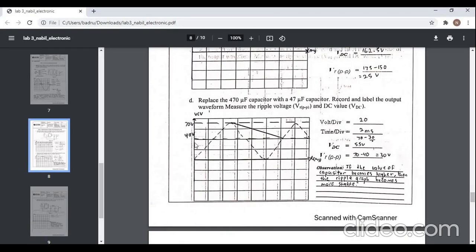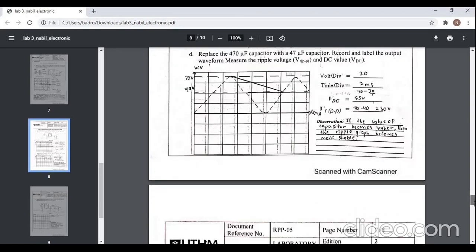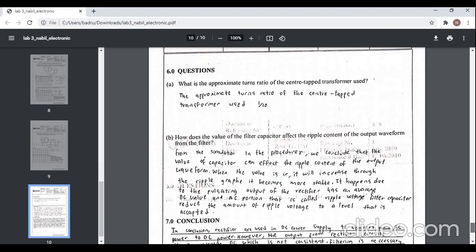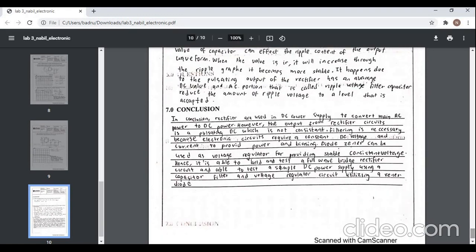Selepas saja kita siap soalan D, sama juga bagi soalan E. Kita hanya cuma menambah a Zener diode shunt regulator as in figure 3.7 using Zener diode. Record the output voltage waveform for a 5.1 kilo ohm load. Sama saja soalan C, kita akan tambah Zener diode di sini. Okey, itu saja bagi lab 3. Kita akan teruskan dengan lab 4, elektronik.